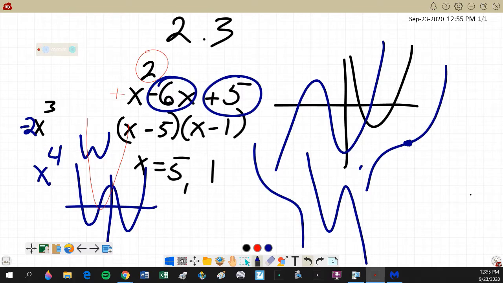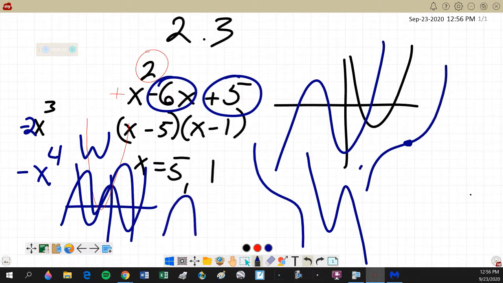Okay, what about negative x to the fourth? What does it look like? It's an upside down w, also known as an m. So it could look like this, or it could look like that.